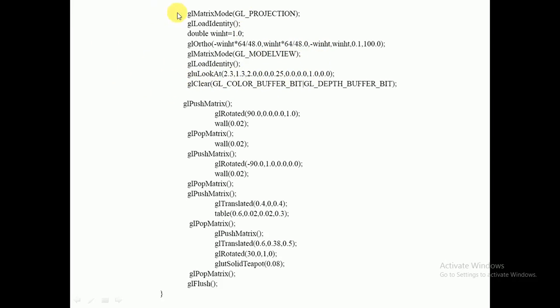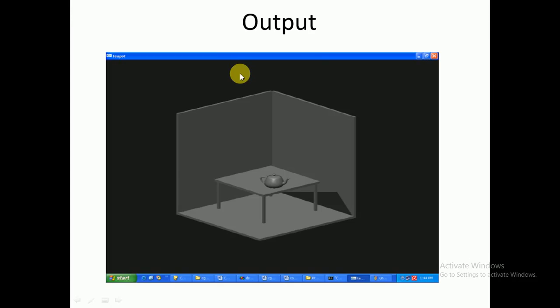Means the user is standing 2.3 units in X direction, 1.3 units in Y direction, then 2.0 in Z direction. 2.0 in Z means the camera position is somewhere here, right? Exactly opposite to this corner, but not at the bottom, not at the ground level. Above the ground level, somewhere in front of this corner, you are standing. That's why you are seeing that this part is shining, right?